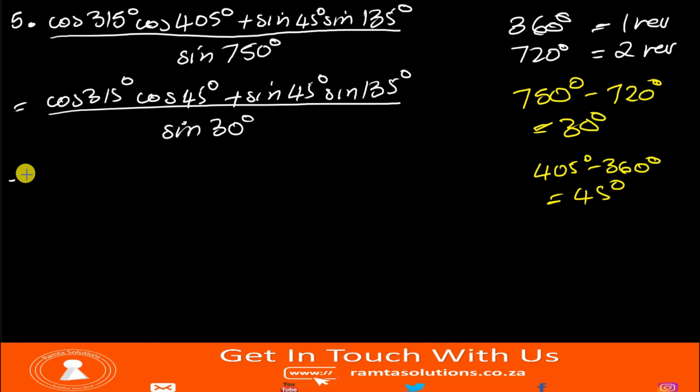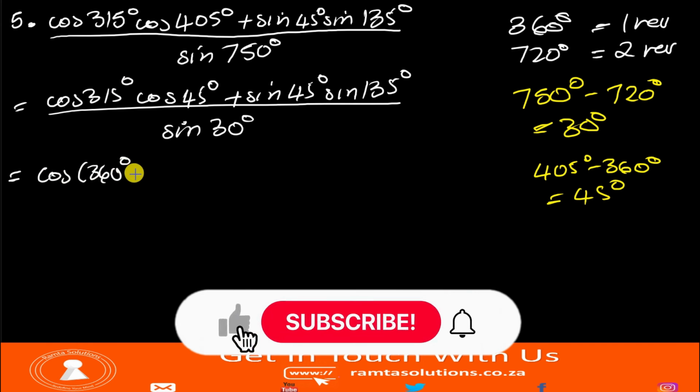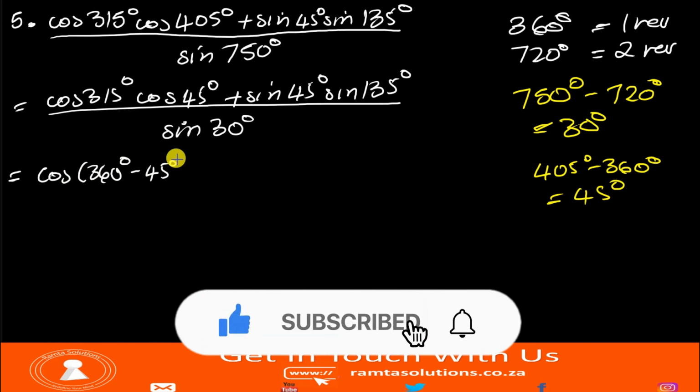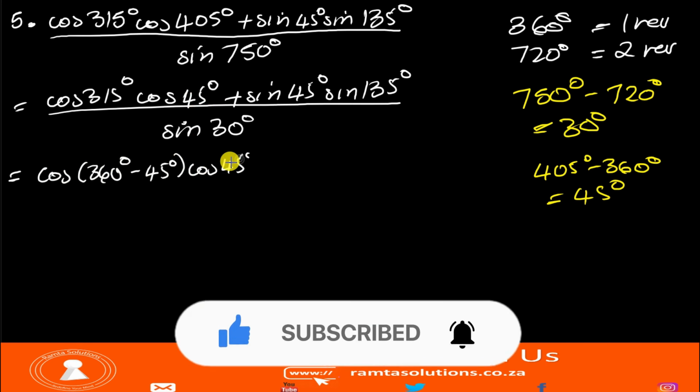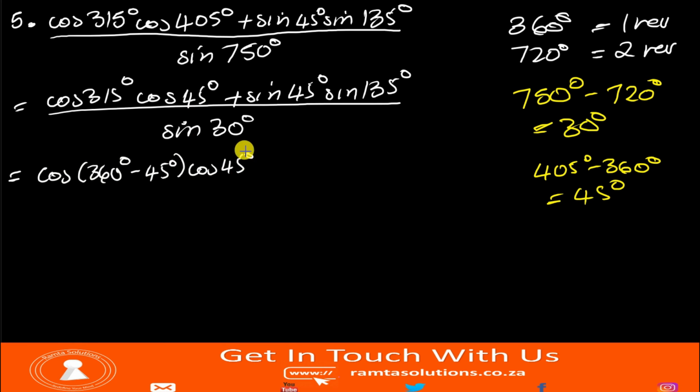Now, let's proceed. What is 315? 315 is in the 4th quadrant, so we will say 360 minus 315 must be 45 degrees. But because this one is 45, I know it's a special angle, so let me just simplify it. It will be root 2 over 2 plus sine 45, again it's also root 2 over 2.